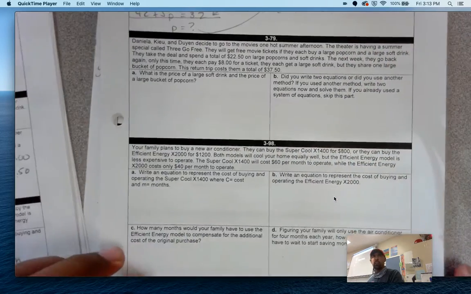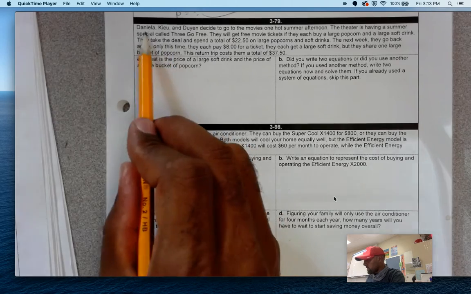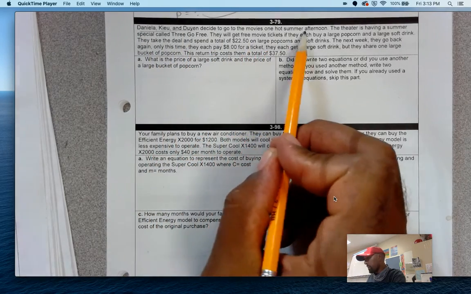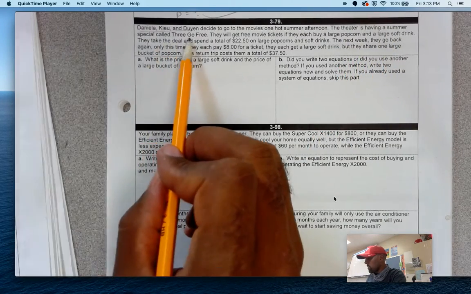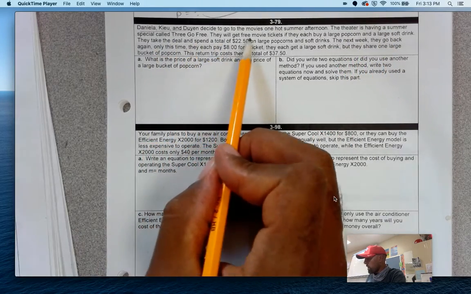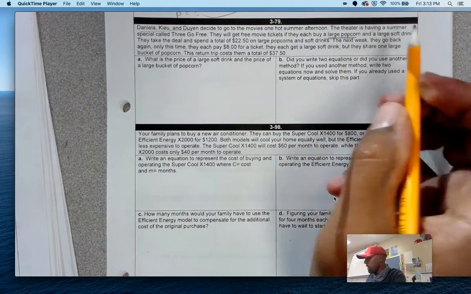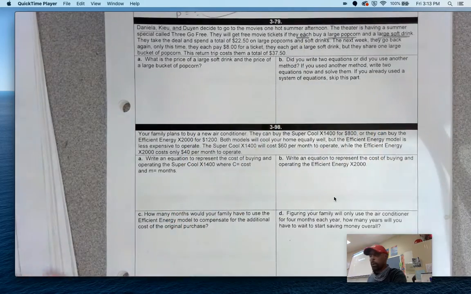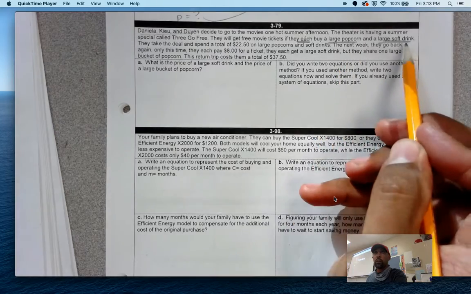Okay. All right. So now down here on this one, you've got these 3 people, and they're going to the movies on one hot summer afternoon. The theater is having a summer special called 3 Go Free. They will get free movie tickets if they buy a large popcorn and a large soft drink. But they each have to buy one, so 3 people each have to buy a popcorn and a soft drink.